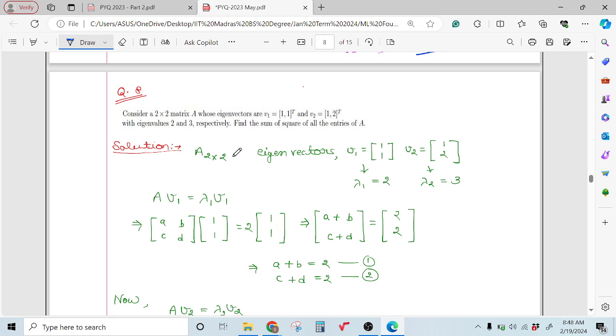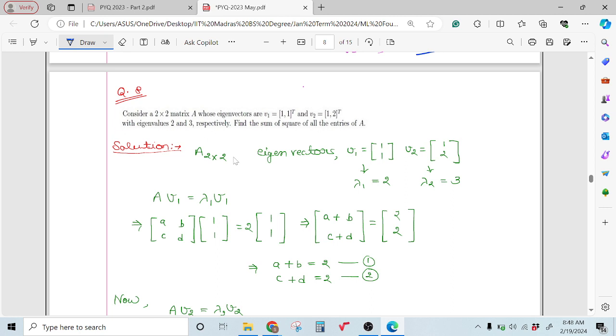Problem number 8. Consider a 2 cross 2 matrix A whose eigenvectors are these, with eigenvalues 2 and 3 respectively. Find the sum of squares of all the entries of it. So it is given that the eigenvectors are v1 equal to (1, 1) and v2 equal to (1, 2), for lambda 1 equal to 2 and lambda 2 equal to 3.